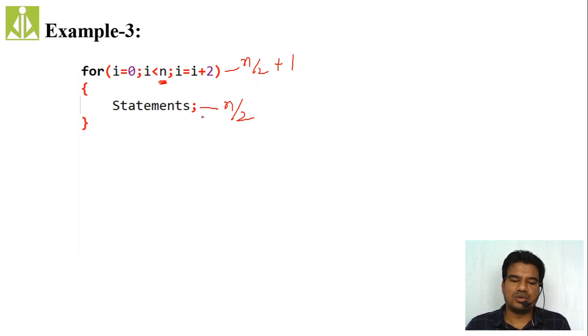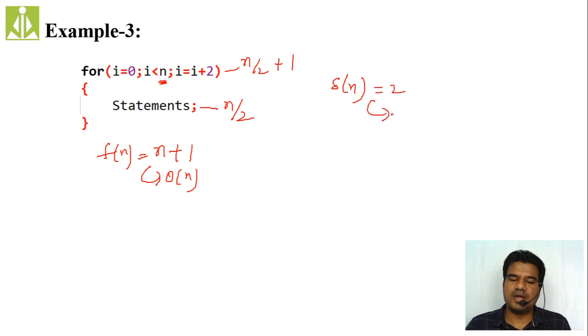So what will be the total overall? n plus 1, since 2n divided by 2 is n only. So my f of n is n plus 1 and my order is order of n. For the space function, again we are using 2 variables, so my total memory consumption is 2 words and my order is order of 1. So like this. Hope you are getting all these things.